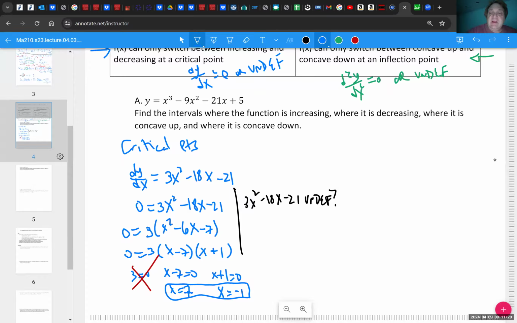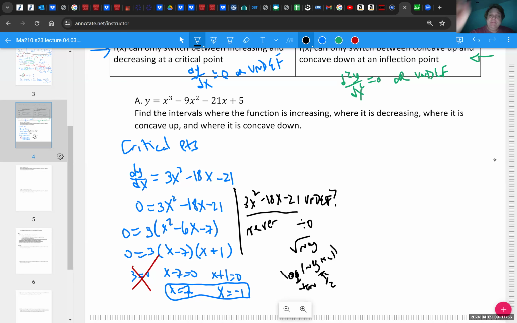Okay, is it undefined? Well, this is a parabola. Undefined would be something like division by 0 or square root of a negative number or the log of a negative or 0 or tangent of pi over 2. There's a very short list of things which are not computable in mathematics. Division by 0 is by far the most popular. We don't have any division in this problem, let alone division by 0. We have no square roots. We have no logs. We have no tangents. It's never undefined. It's a parabola. It's never undefined. So we have two critical points at x equals 7 and x equals -1.